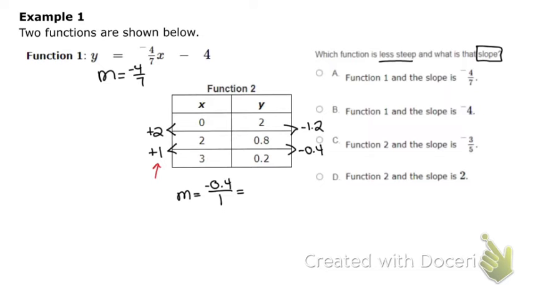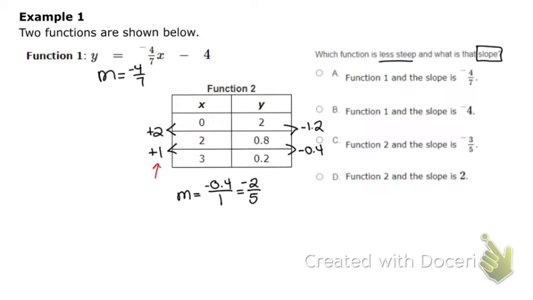So we need to change that to something we're familiar with. And when you type it in the calculator, it's going to give you 2/5. Okay? So a negative 2/5. So with that being said, let's compare. Now we got negative 4 over 7, negative 2/5.